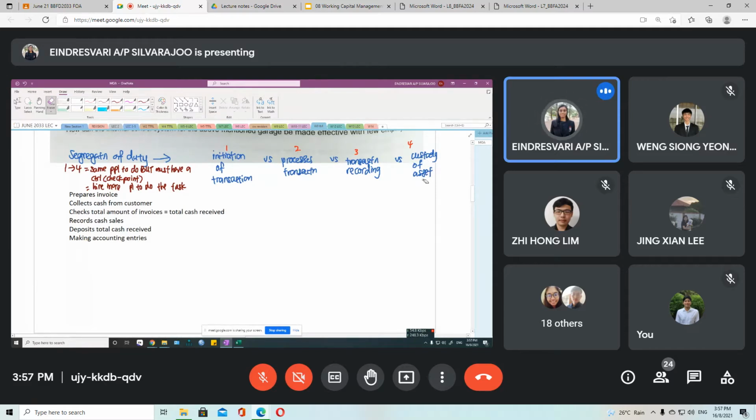So who will be in charge of the asset? When we talk about segregation of duty, one option is that you can have the same person do all the tasks, but make sure there is a checkpoint to catch the staff from doing fraud. The second style of implementing a good internal control system is having different people involved in different tasks. So coming back here, preparing invoice comes under which part?